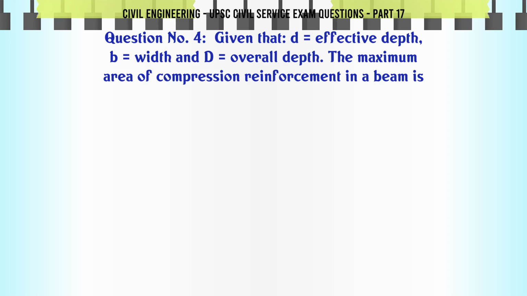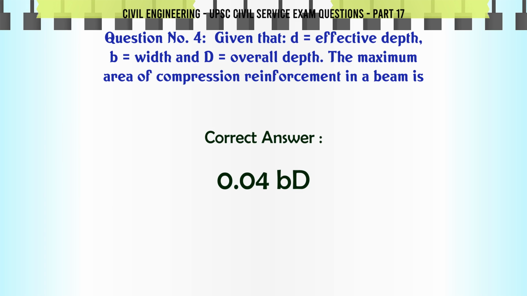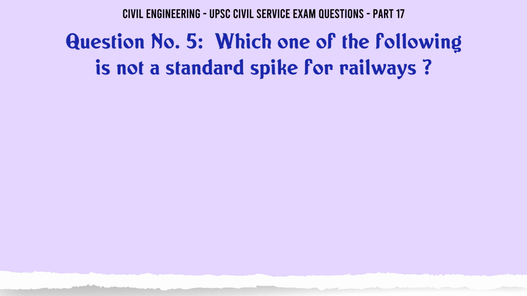Given that d is the effective depth, B the width and D the overall depth, the maximum area of compression reinforcement in a beam is A. 0.04 BD, B. 0.04 BD, C. 0.12 BD, D. 0.12 BD. The correct answer is 0.04 BD.